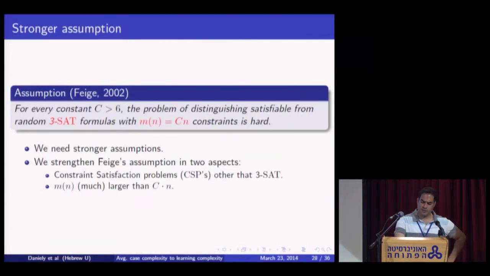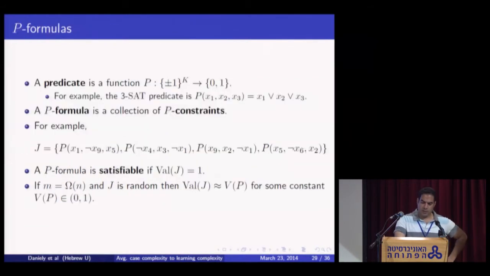So we want to generalize Feige's assumption in two aspects. First, we want to generalize it to constraints other than 3SAT, to more general predicates. And second, we want the number of constraints to be much larger than linear in n. So the problems we look at are random CSP problems defined by a single predicate P. P is any function from {-1,1}^k to {0,1}. For example, the predicate corresponding to the 3SAT problem is this one.